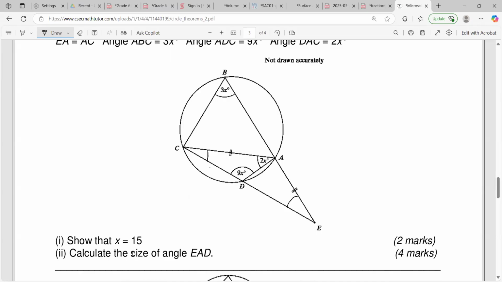Now they say show that x is actually 15, the value of x, right? Not that the angle is 15 degrees, just the value of x. So we're going to use what they give us to find out x.